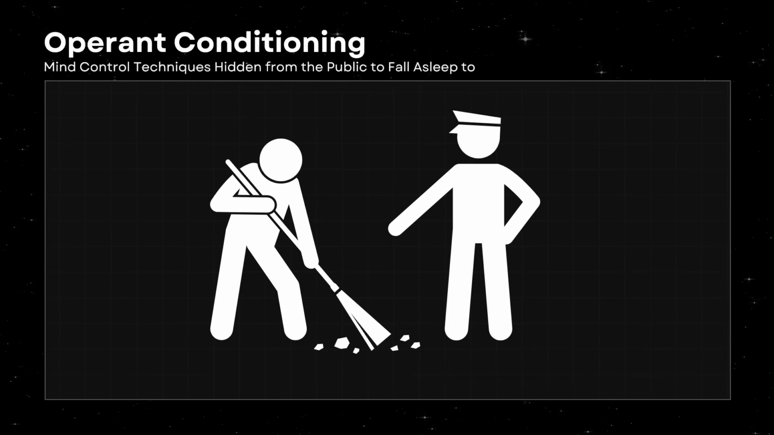Nothing needs to be said directly. The message is clear: support brings safety, dissent brings loss. In this way, the system teaches people to follow, not because they agree, but because they need the job.